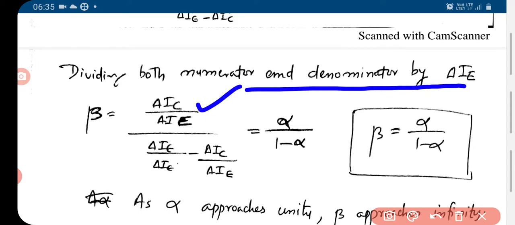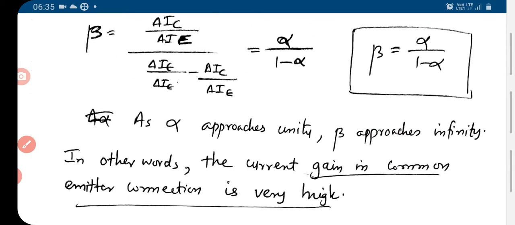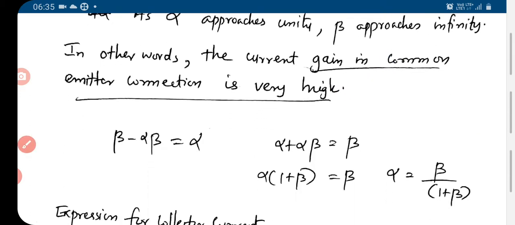So here we have delta IC by delta IE. Delta IC by delta IE is alpha, so we have alpha by 1 minus alpha. So this is the relation connecting alpha and beta. Beta is alpha by 1 minus alpha. And we can see as alpha approaches unity, the maximum value of alpha is 1, beta approaches infinity. So from this relation itself, we can see the current gain in common emitter connection is very high.